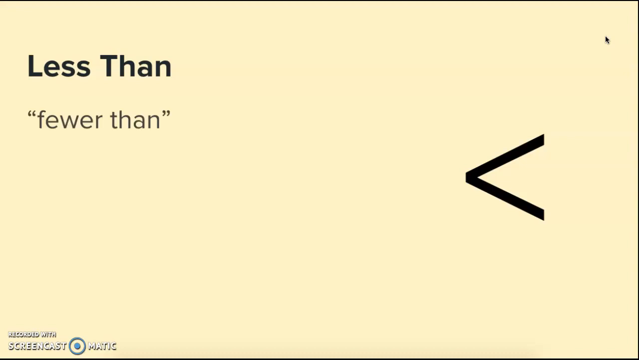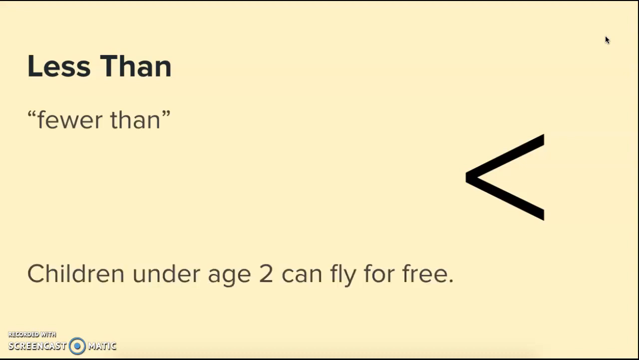The opposite of that one is this symbol. This is less than. One way to tell which one is greater than and which is less than, if you get stuck, is to try to make it with your hand. With your thumb and your index finger, it makes an L if you tilt it up. So this is less than because it makes an L. Another phrase for less than would be fewer than. An example would be, children under age 2 can fly for free on many airlines. So C, children, is less than 2 and can fly for free on most airlines because they don't need a seat. They sit with their parent.